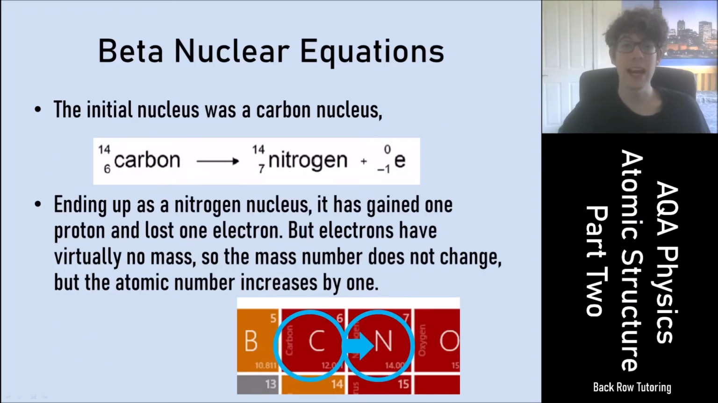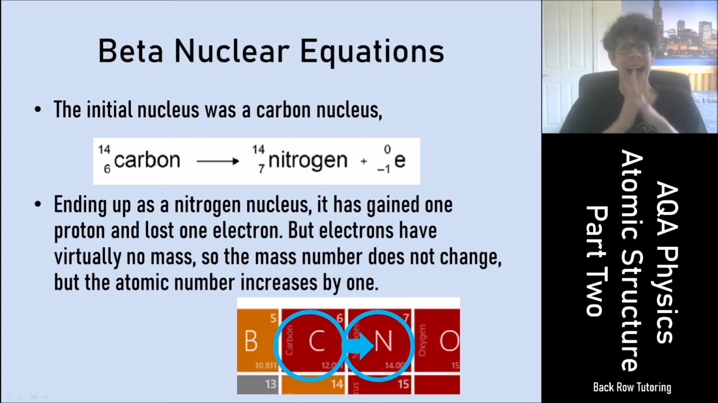So that's shown here. The initial nucleus was a carbon nucleus. It ended up as a nitrogen nucleus, it's gained 1 proton and lost 1 electron. But electrons have virtually no mass, so the mass number does not change. Yes, you are losing this electron, but because that has such a small mass, we discard it. So the mass number stays the same. Mass number does not change, but the atomic number increases by 1. So because our atomic number is going up by 1, we move 1 up the periodic table, and we go from carbon up to nitrogen.